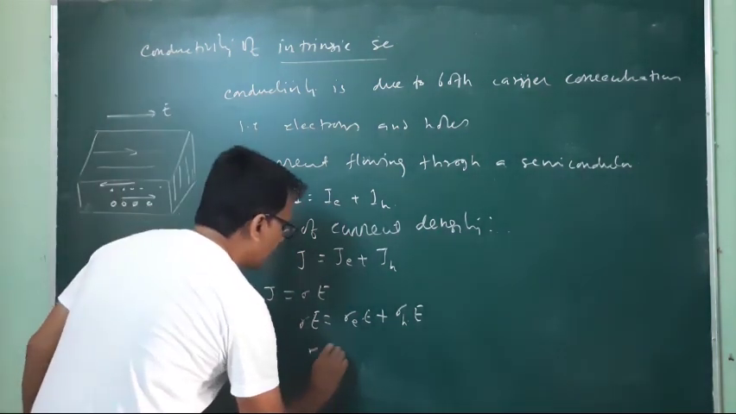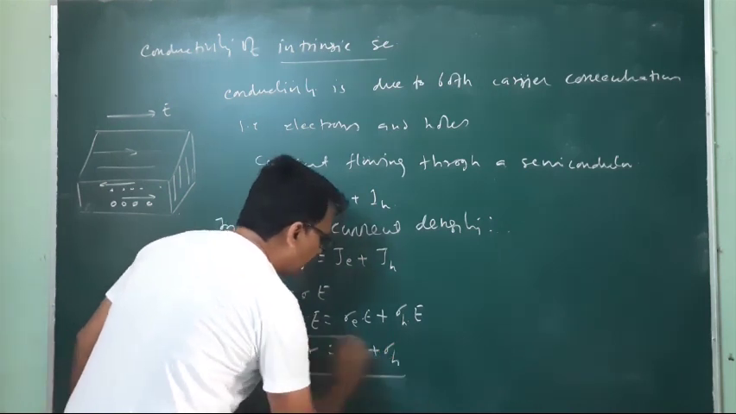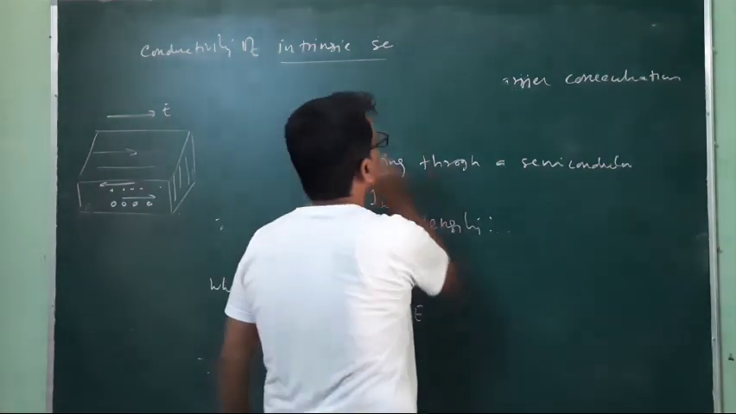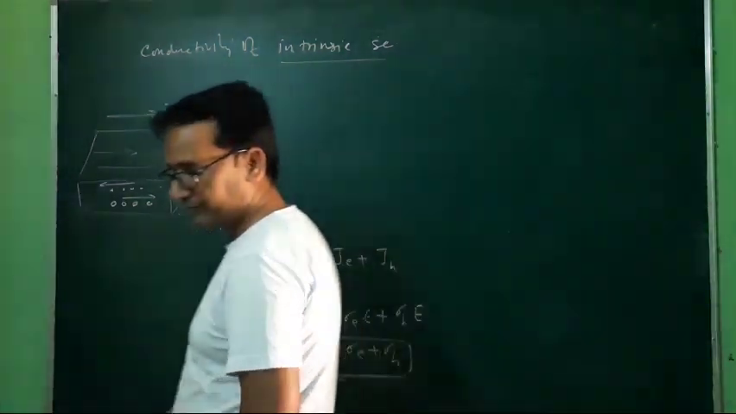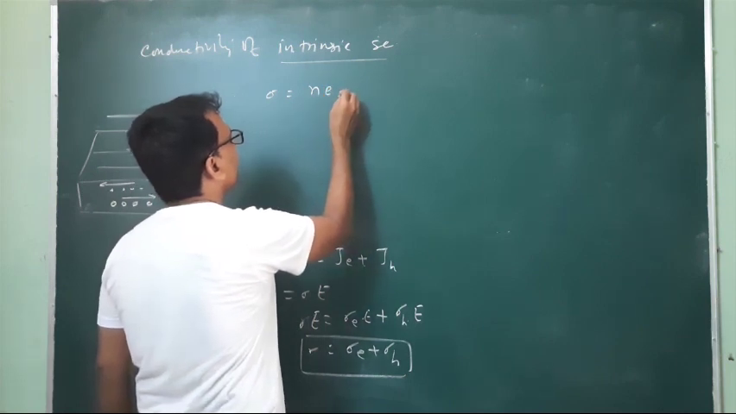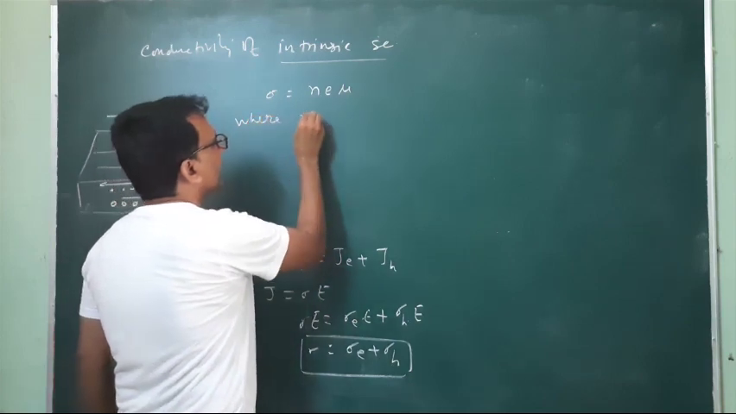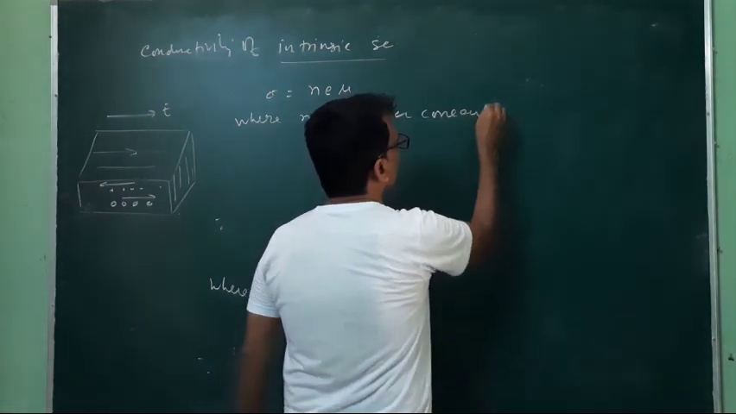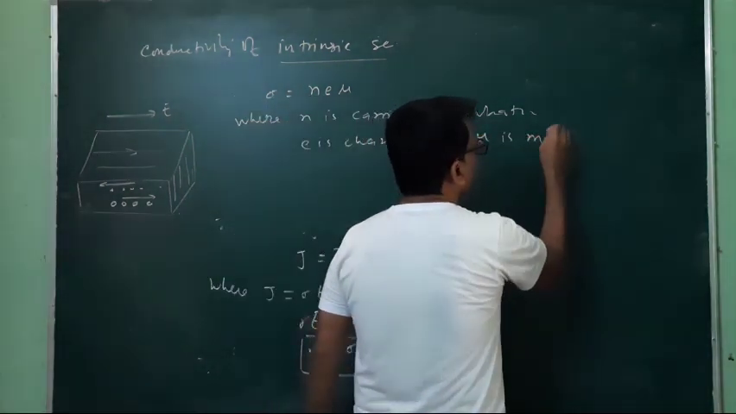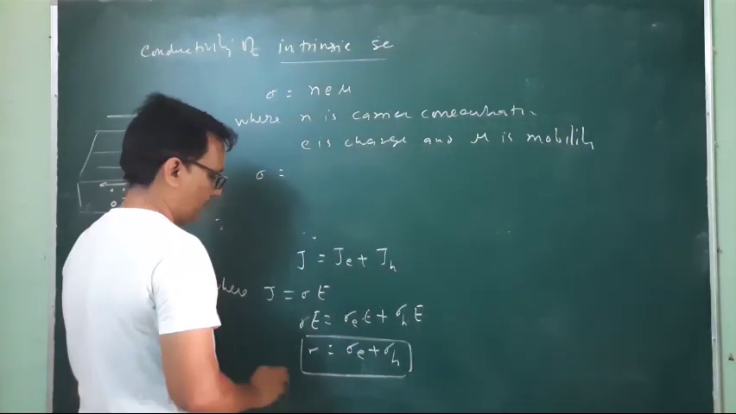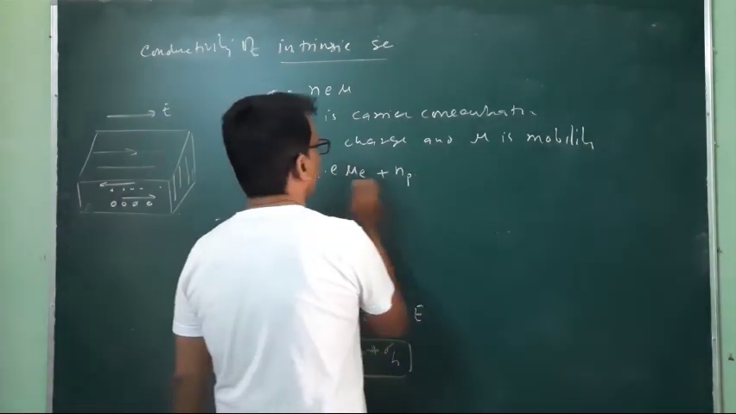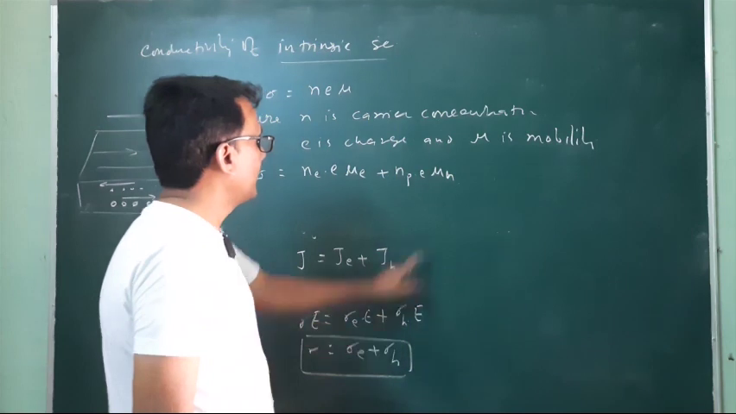So by cancelling this out, sigma is equivalent to sigma E plus sigma H. This is the conductivity due to electrons and the conductivity due to holes. We have sigma equal to N multiplied by the charge e, multiplied by the mobility mu, where N is the carrier concentration, e is the charge, and mu is the mobility. So one can write sigma equal to N_e e mu_e plus N_p e mu_h, where mu_h corresponds to holes and mu_e corresponds to electrons.